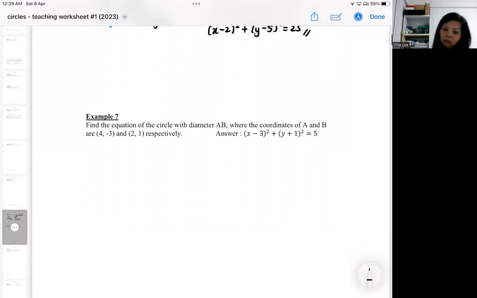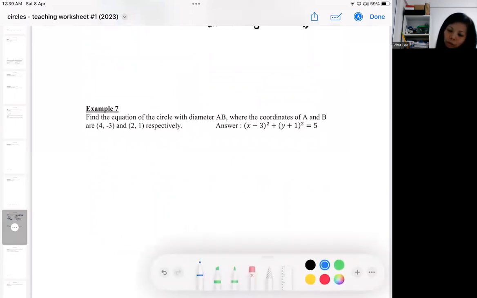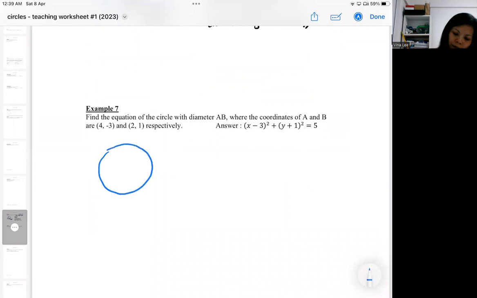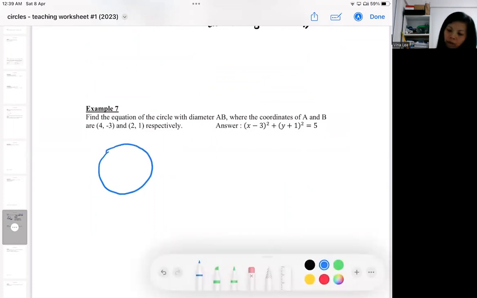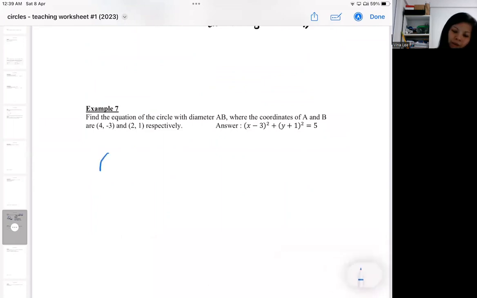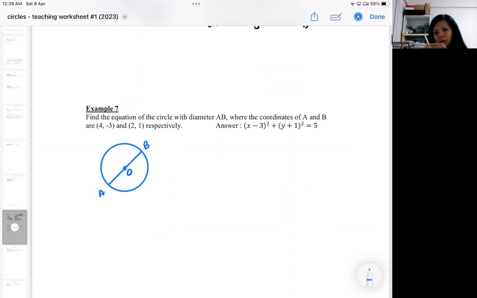Okay, then the next one is a circle with a diameter. This one to me is very clear-cut, but I realized that some students forget the property of a diameter. So what can we deduce from a diameter? If a diameter is given, that means the midpoint is the center, so the center is on the diameter. So if I want to get the center, it will be the midpoint of AB.